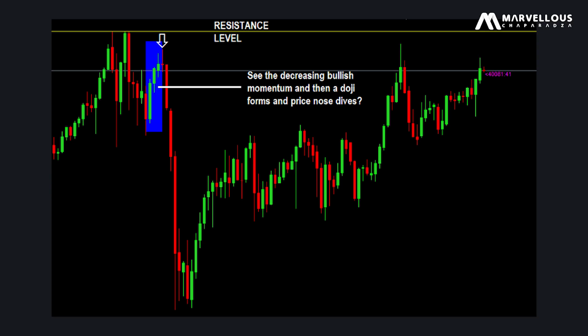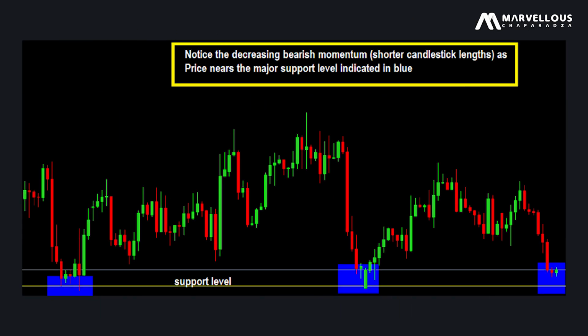In the blue rectangle that I have highlighted, you see that there is decreasing bullish momentum shown by the 3 candlesticks. And after the 3 candlesticks, the market changed its direction. So along with other techniques, these candlestick patterns will help you predict where the market will go next. Now, let's look at another example.